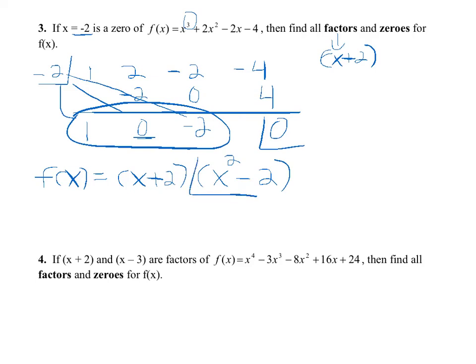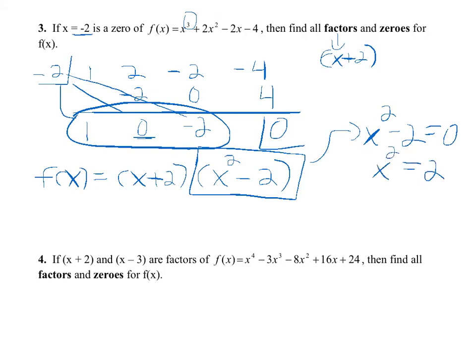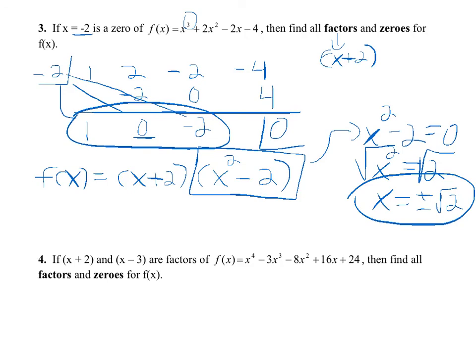I could just take this. If I set this equal to 0, right? If I do this, say, all right, x squared minus 2 has to equal 0. Well, then I have x squared equals positive 2. Take the square root of both sides, and I get x to equal plus or minus root 2. So those are my other two zeros. So I'm going to say all my zeros for this are -2, and then the other two were plus or minus root 2.